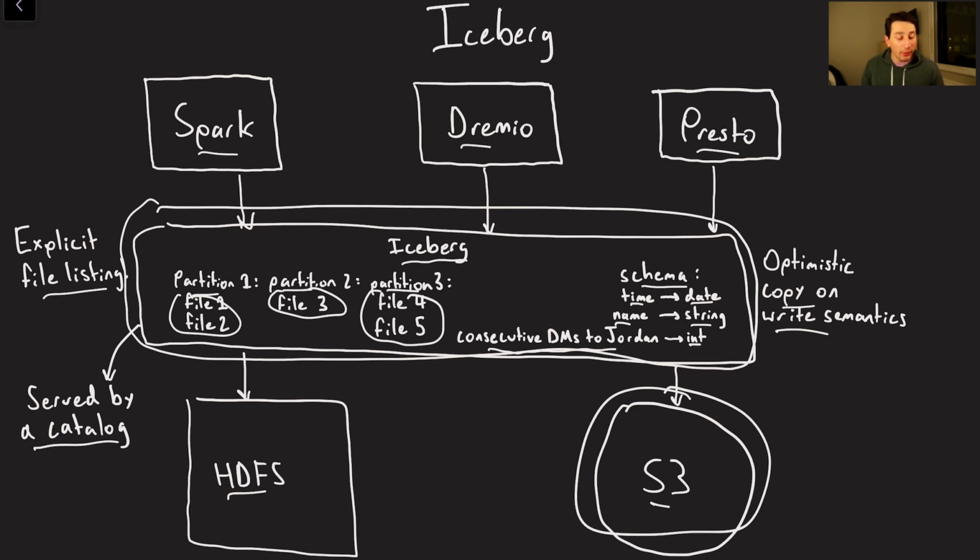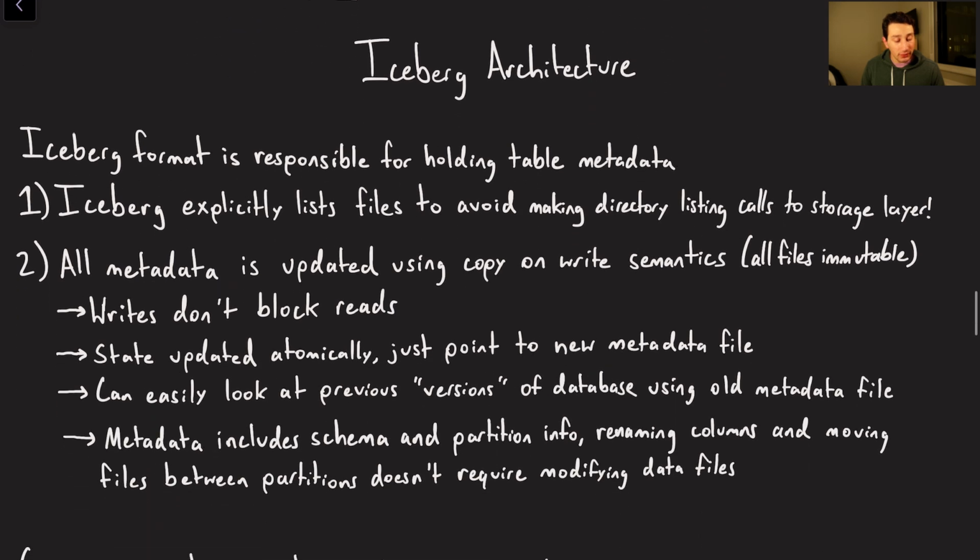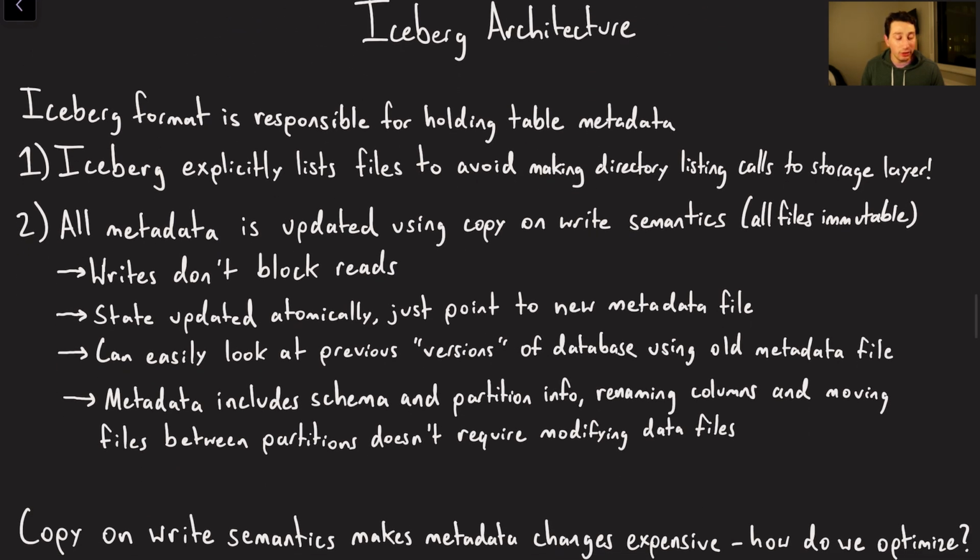So pretty much already based off this one simple design trick, or I guess a couple simple design tricks, we have pretty much mitigated all the major flaws of Hive. So let's go over this architecture in a little bit more detail. So number one, like I said, the fact that we're explicitly listing files helps us avoid extra calls to our underlying file store, which are going to be slow.